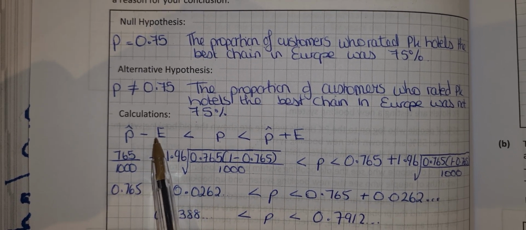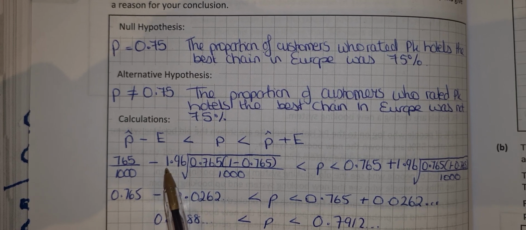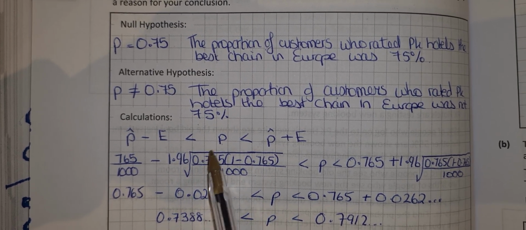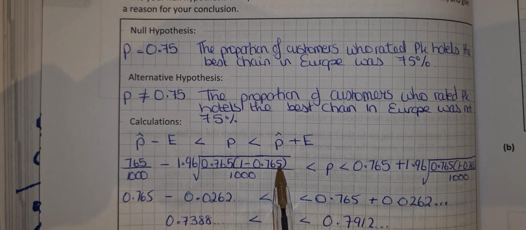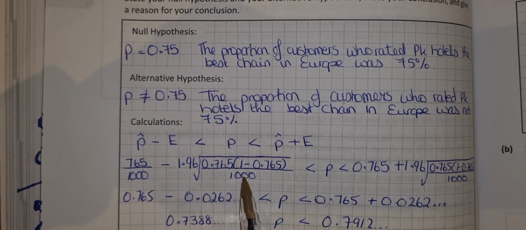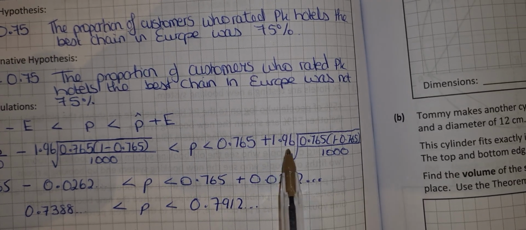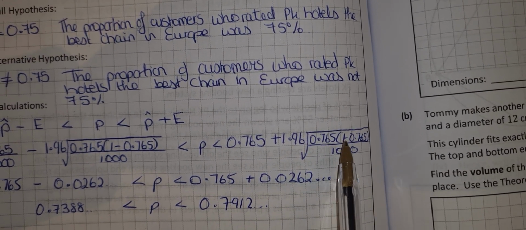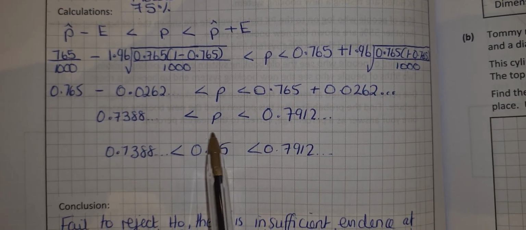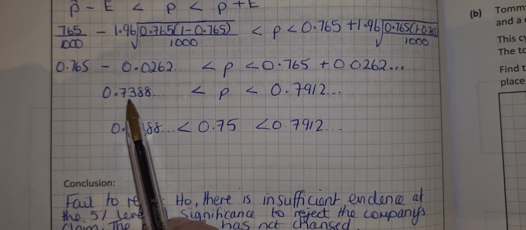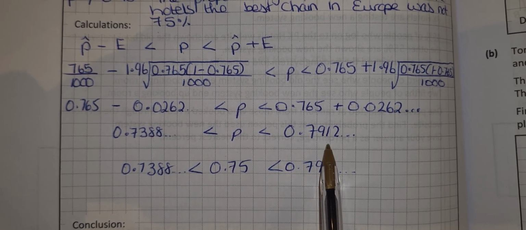Your margin of error E for 5% significance is the same as 95% confidence. So that's minus 1.96 by the square root of 0.765 by 1 minus p hat, 0.765, all over n, which is 1,000. And your upper threshold will be your p hat plus the 1.96 by the root of p hat by 1 minus p hat all over n. That eventually tidies up to be 0.7388, goes on forever, and 0.7912. So that's your lower and your upper threshold.